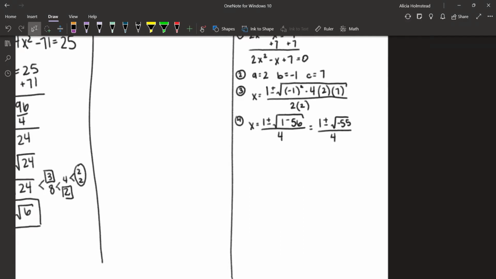Taking this one step further, when we have a square root of a negative inside of a radical, we can take it out and it turns into an i. So we'll have 1 plus or minus i times the square root of 55 all over 4.